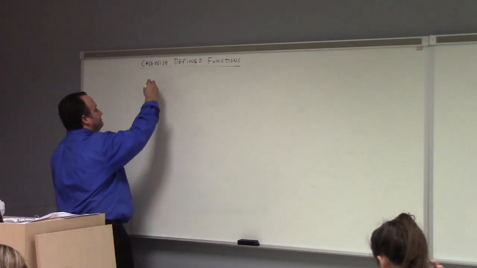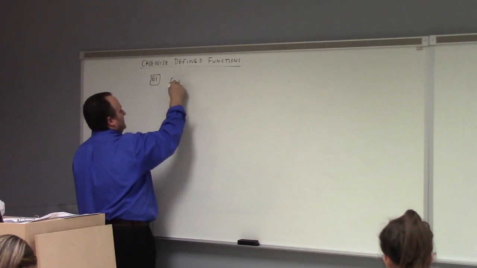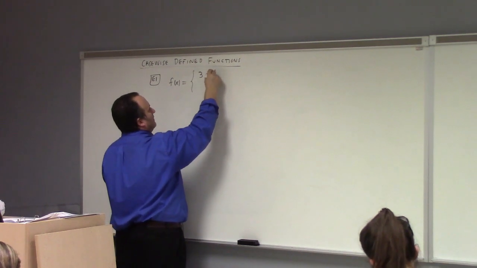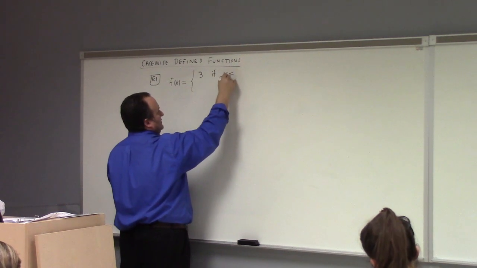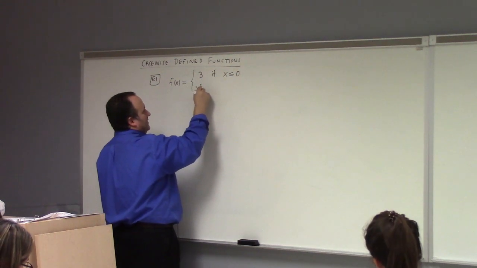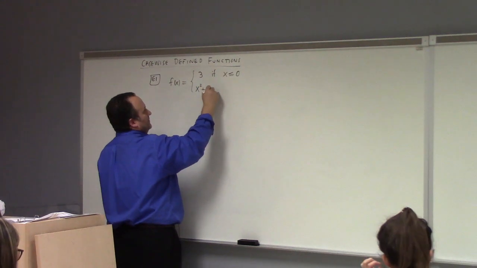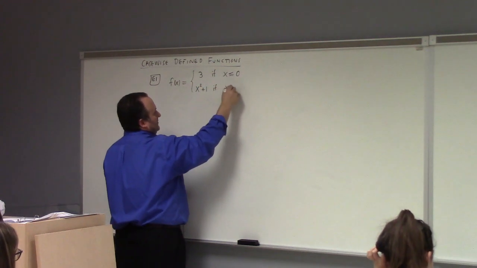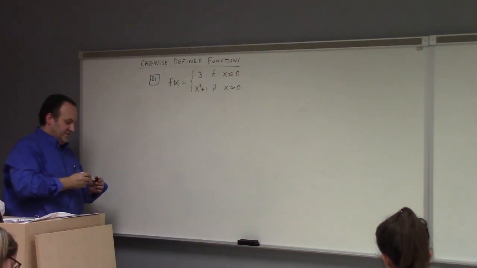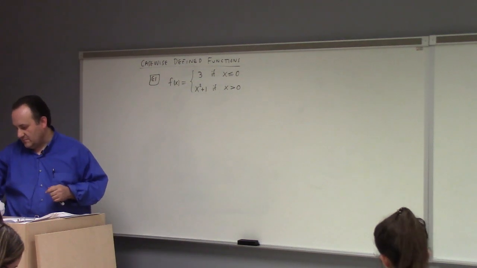Anyway, so example 1. Suppose we have f of x equals 3 if x is less than or equal to 0, and x squared plus 1 if x is greater than 0. So this is a very silly function, but let's try it out for size here.